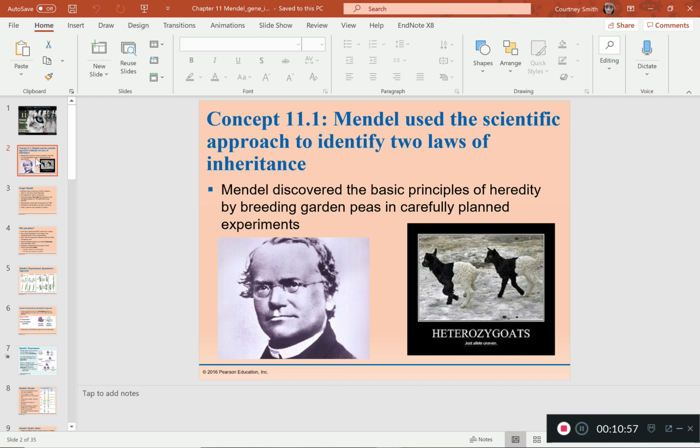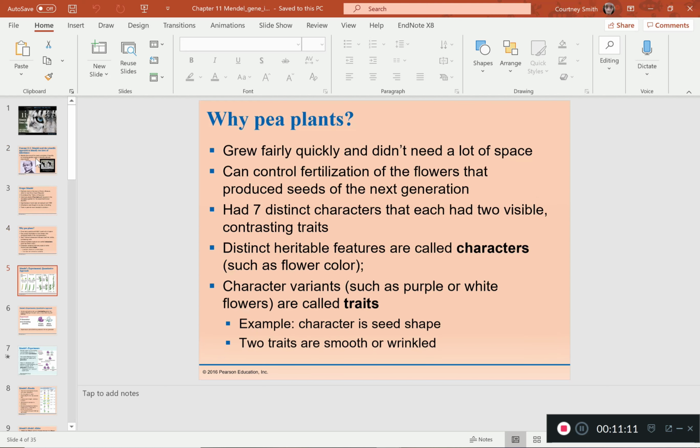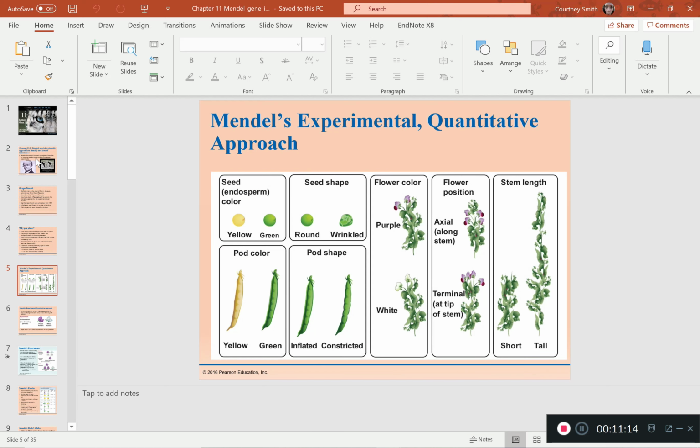inheritance. Sorry guys, I don't know what is going on with my throat today. But what Mendel did is he used pea plants in order to study genetics, and he traced the inheritance of various traits within the pea plants, and there were 7 that he looked at.